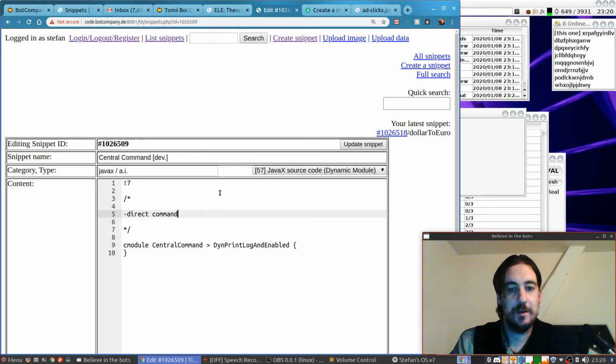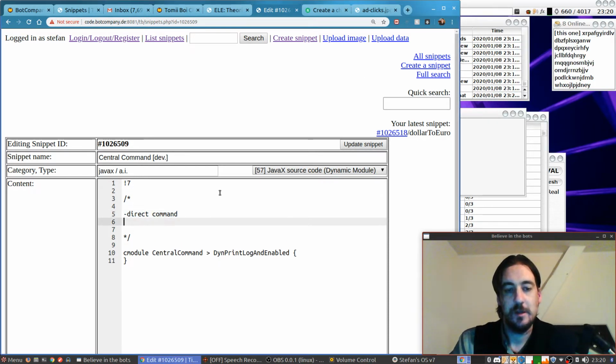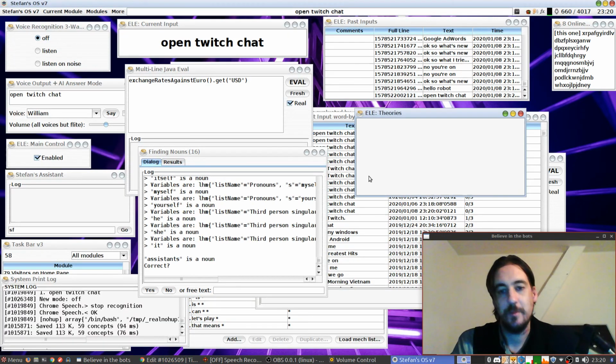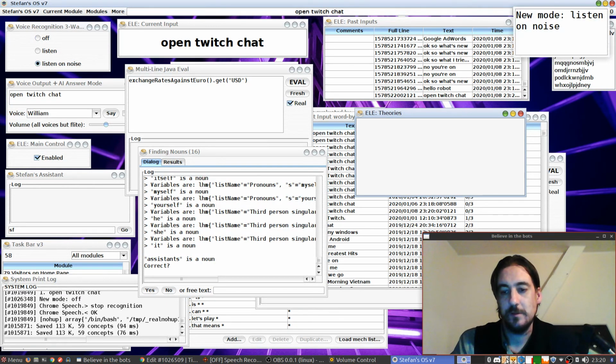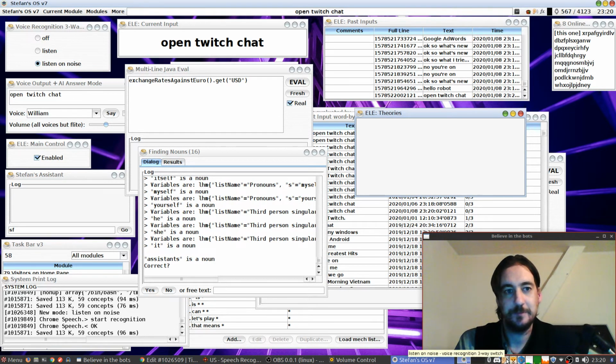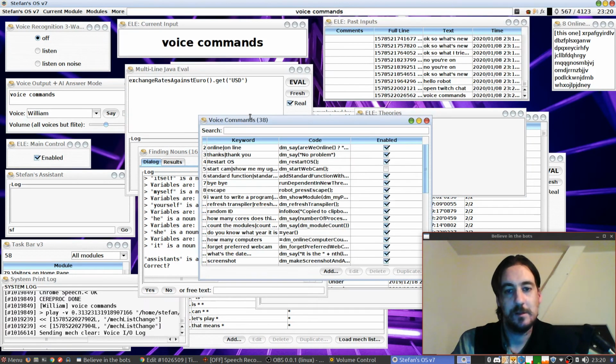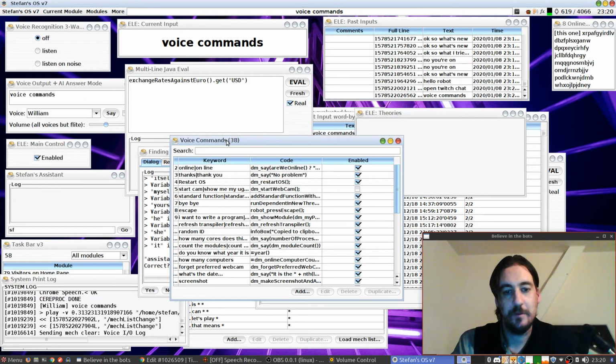So this is one possibility of interpreting a user input. Look at module voice commands. This is where all these commands are listed. Here, I have a few already.